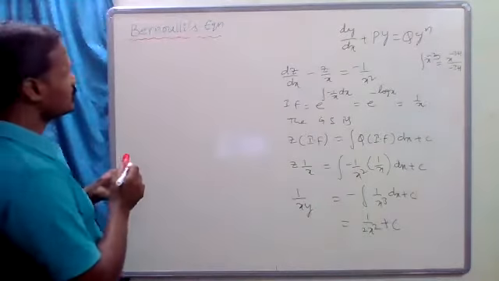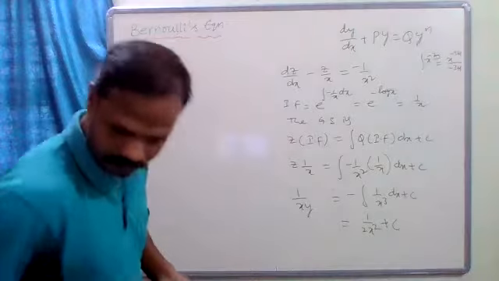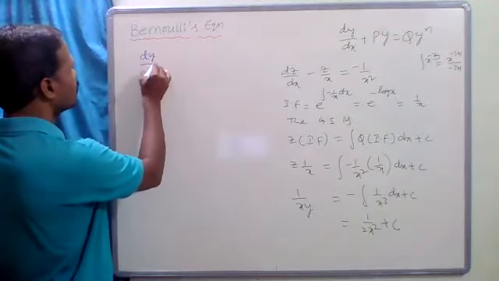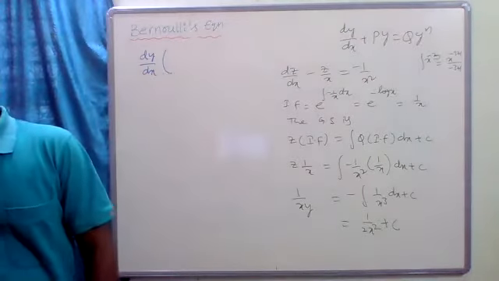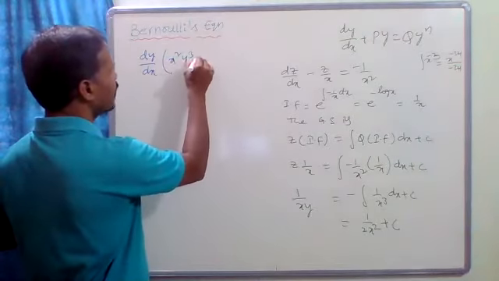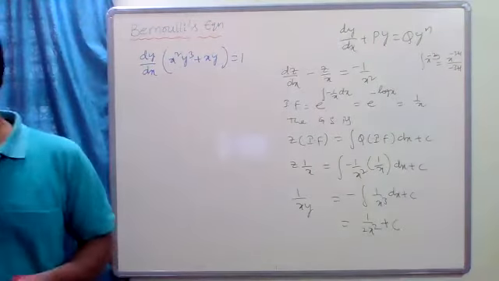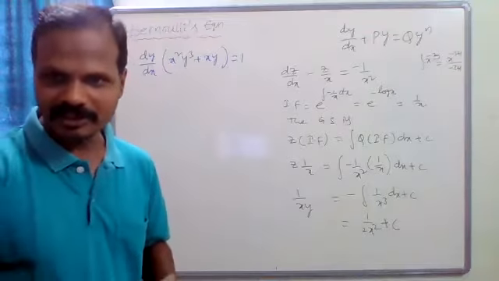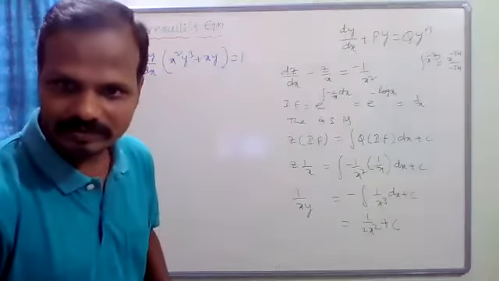So the problem is dy by dx into x square y cube plus xy equal to 1. Yeah, is this the problem? Mamata, this one only you are asking.